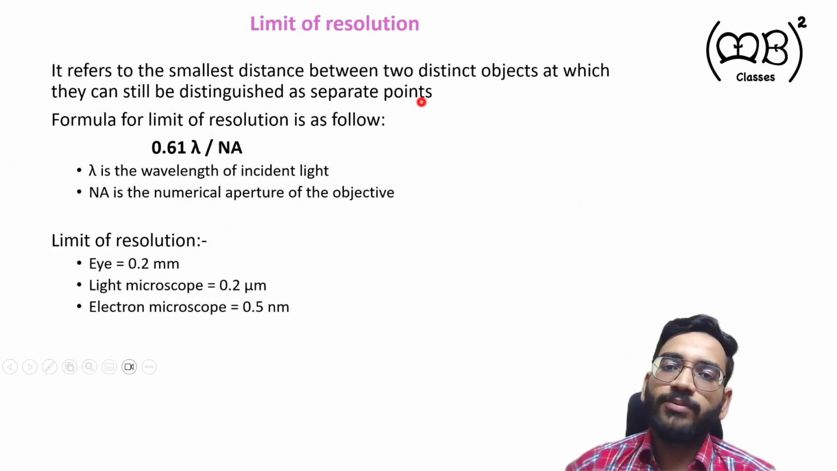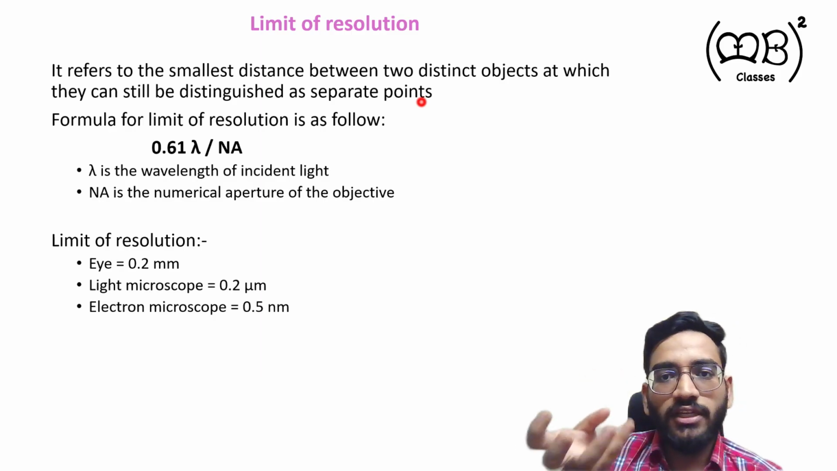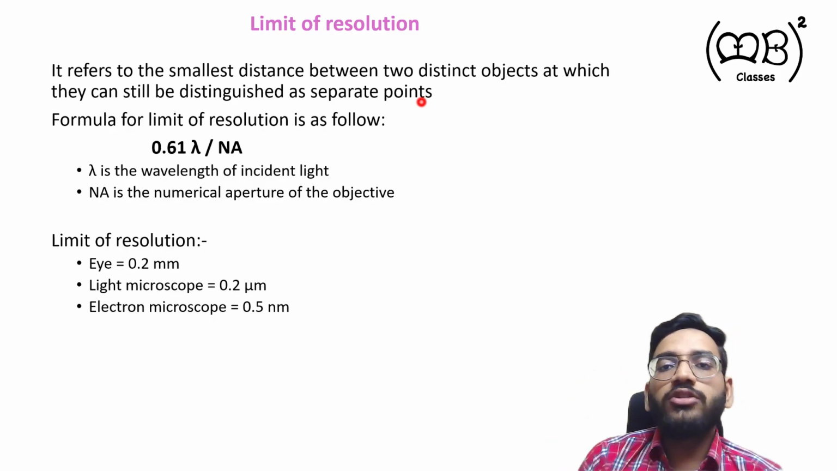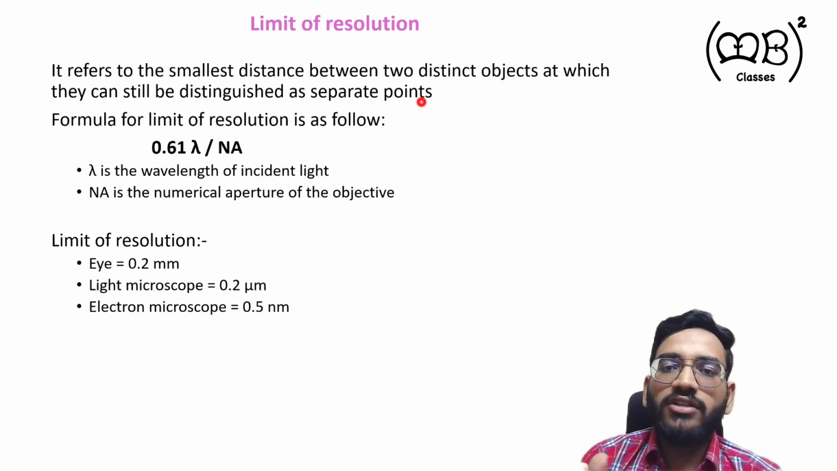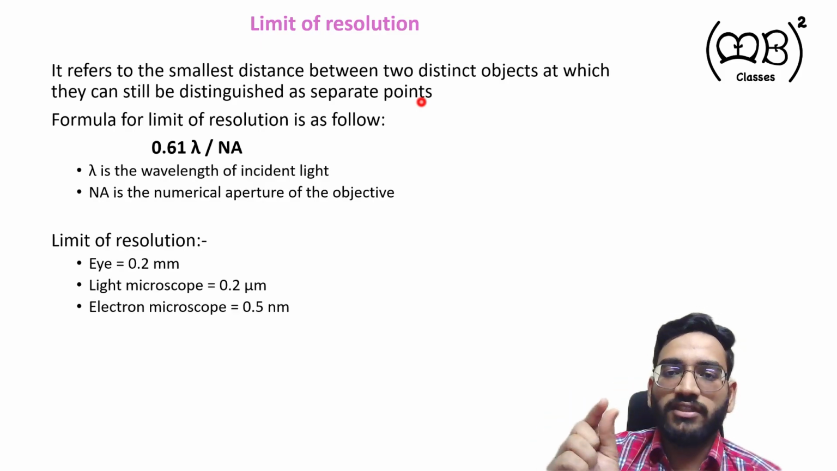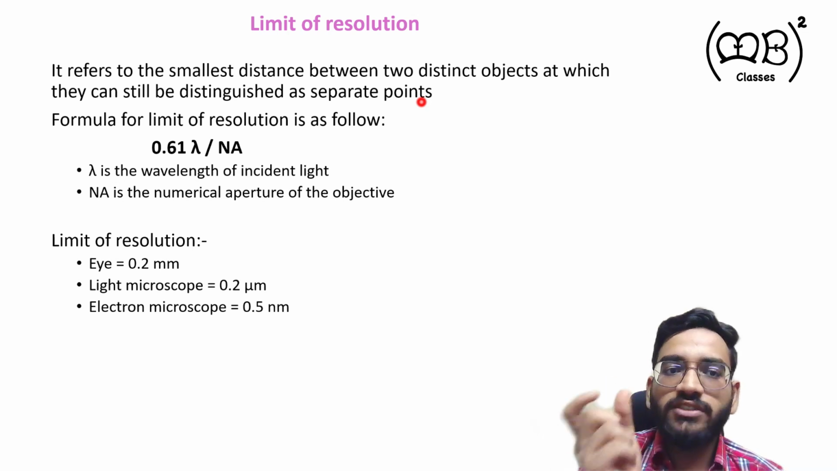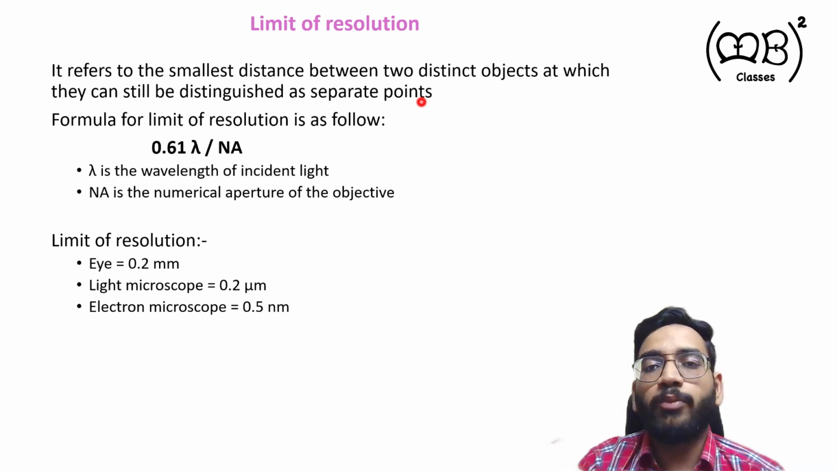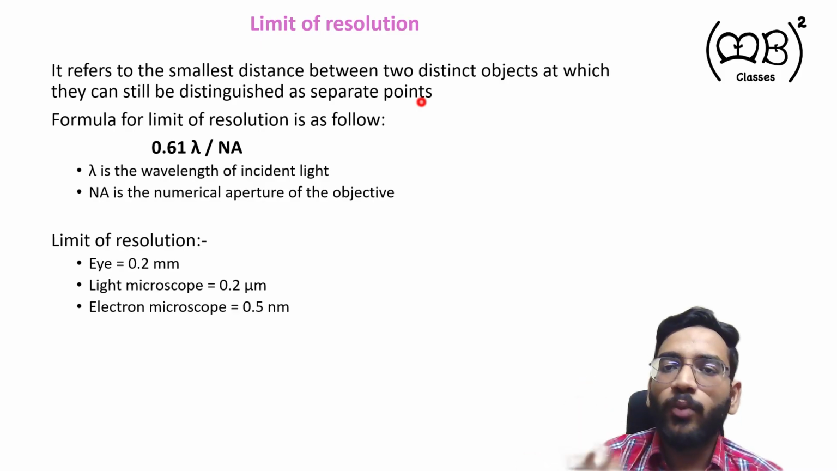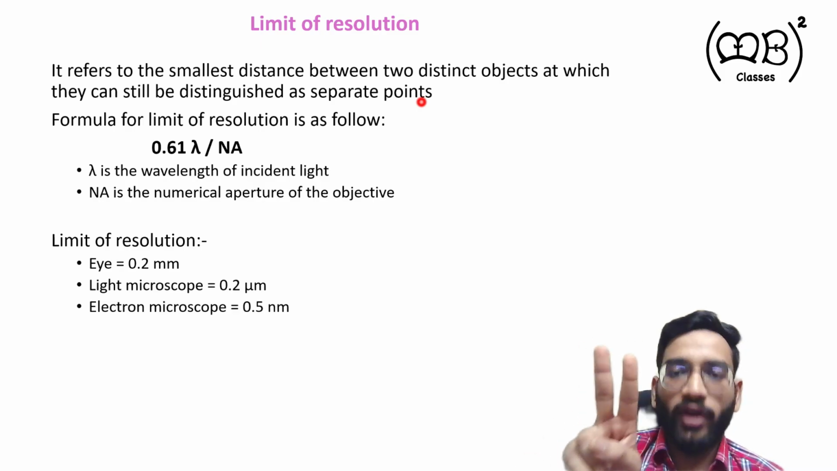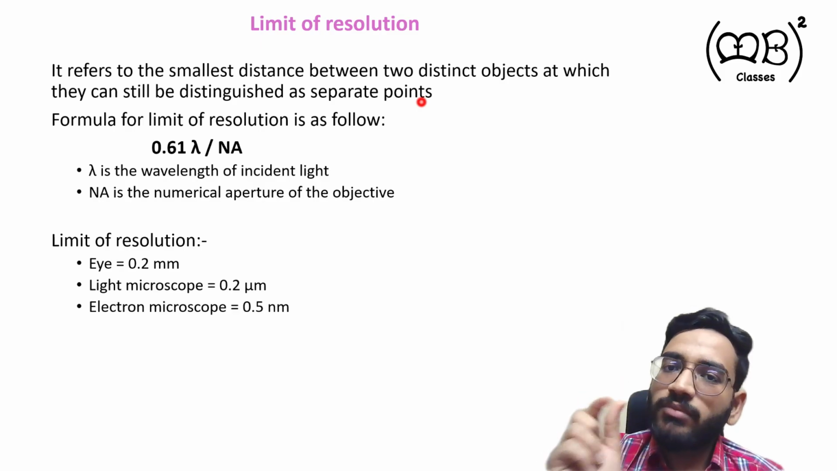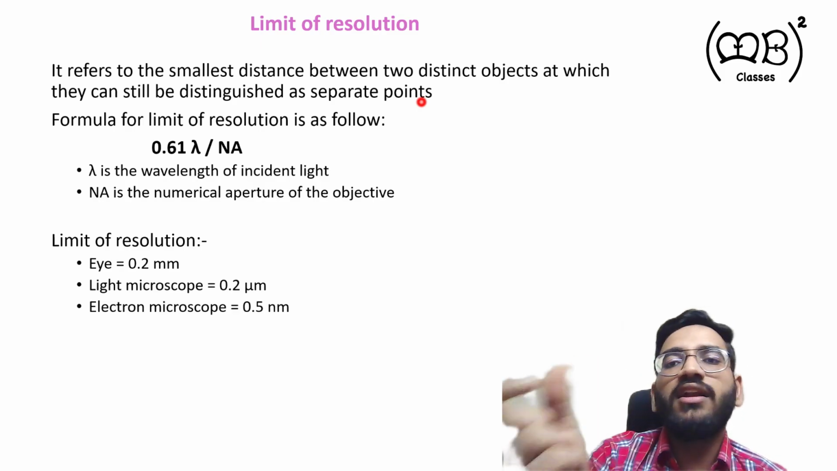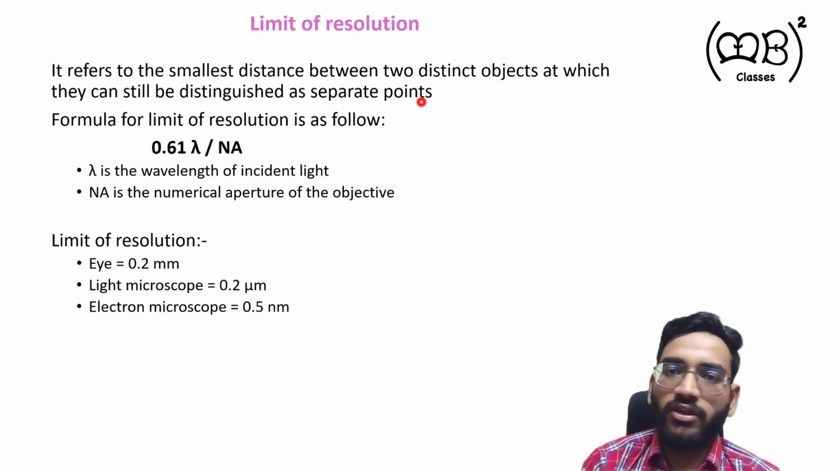Now there is a concept of limit of resolution. Why are we actually doing the microscopy? So as to magnify the specimen which we need to see. And along with magnification, what is more important is the limit of resolution. Resolution refers to the smallest distance between two distinct objects at which they can still be distinguished as separate points. That is similar to two-point discrimination. If I put two points close to each other, what is the minimum distance at which you can tell that they are different points? That is what the limit of resolution is.